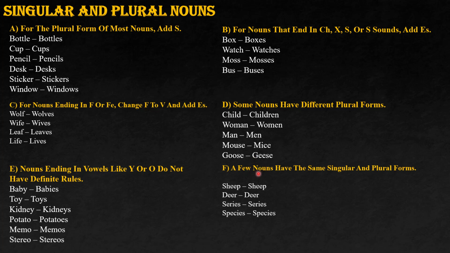Now we have a few examples of singular and plural forms which remain the same, right? Ship, ship, deer, deer, series, series, species, species.